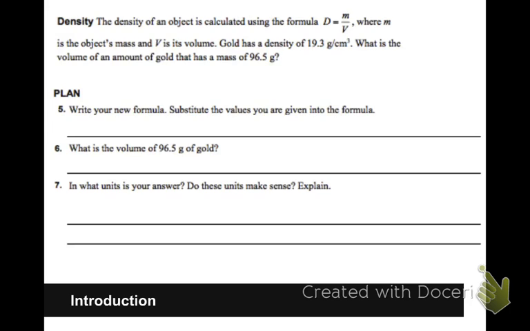This is not taken for points and accuracy. And what is the volume of 96.5 grams of gold, as well as in what units is your answer? Do these units make sense? Bear in mind the units divide out as well. Also, that's a great question for me to ask when I see you in person. All right. Pause if you're not quite there yet, but let's go through the answers.